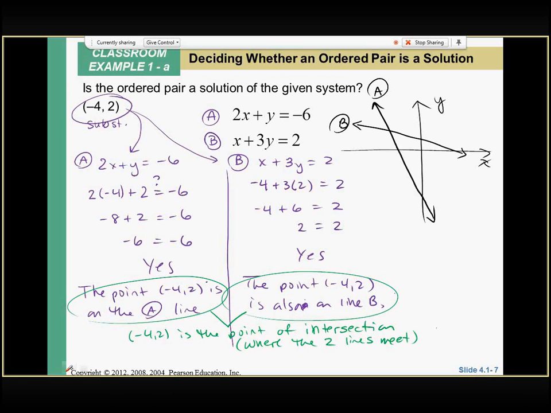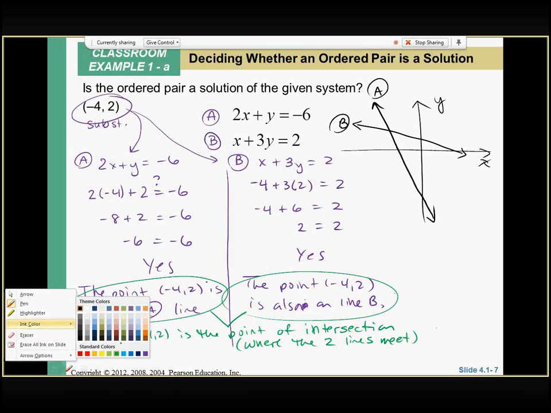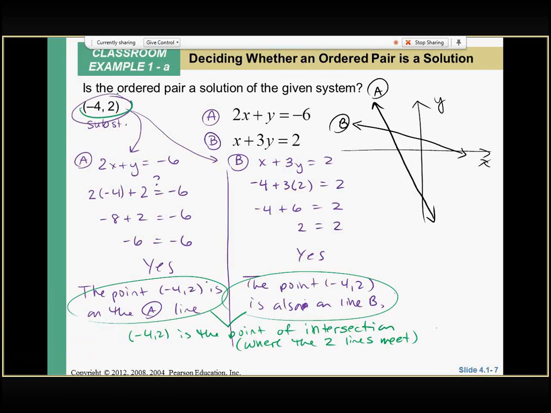And this solution, (4, 2), because it said yes in both, it has to say yes in both, then (-4, 2). I know this is not drawn to scale, but that's the point of intersection. That's the point where the two lines meet. And so you have to have yes for both. If you have a no for either, then you would just stop and say no.